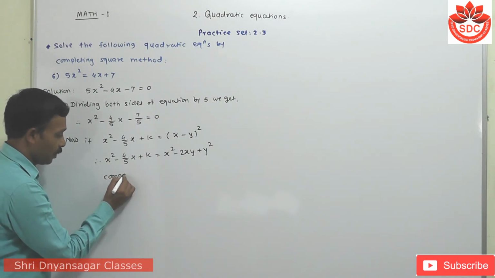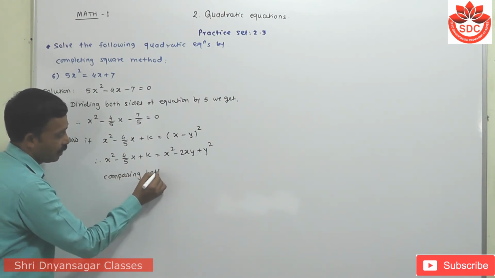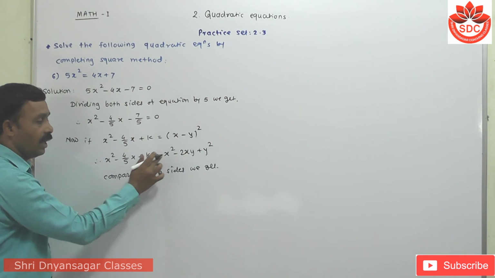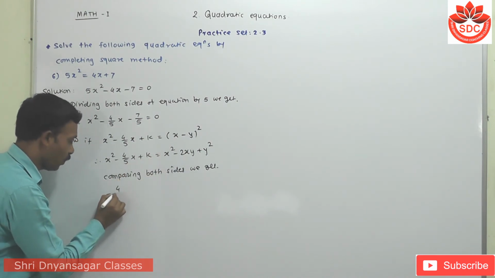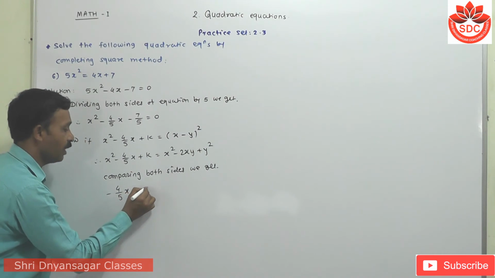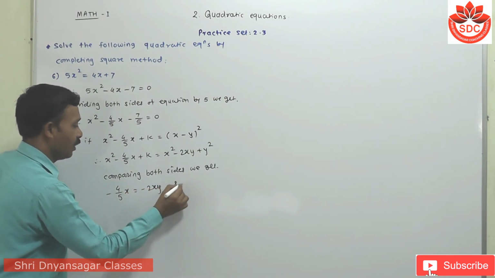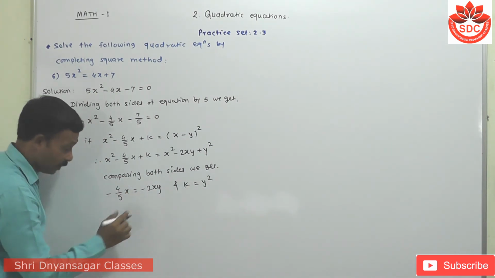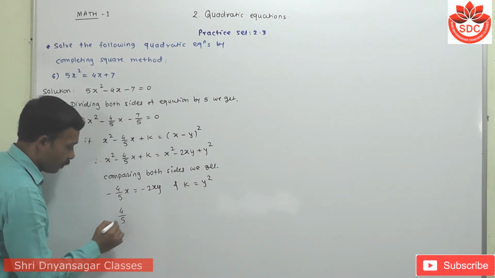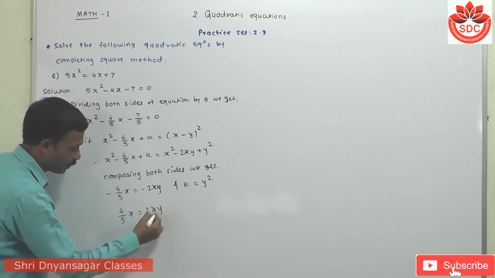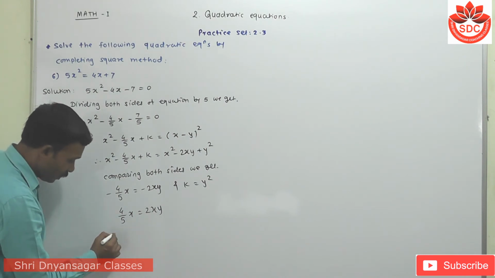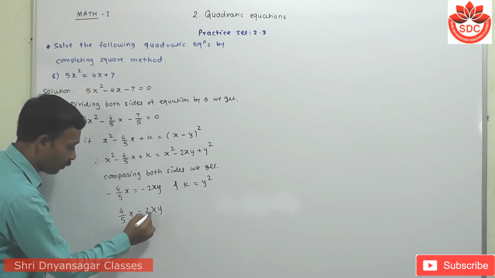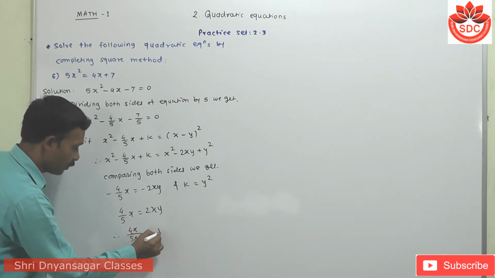Comparing both sides, we get, x square, then minus 4 upon 5x is equal to minus twice xy, and k is equal to y square. This minus converts to plus, so 4 upon 5x is equal to twice xy. Then transposing this twice x to this side, we get 4x upon 5 divided by twice x is equal to y.